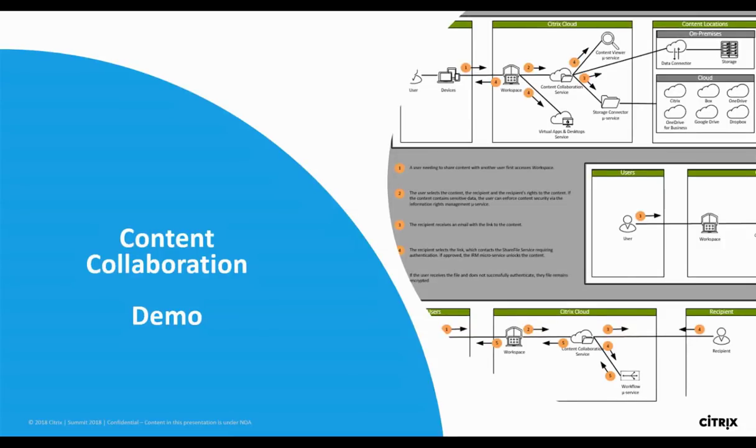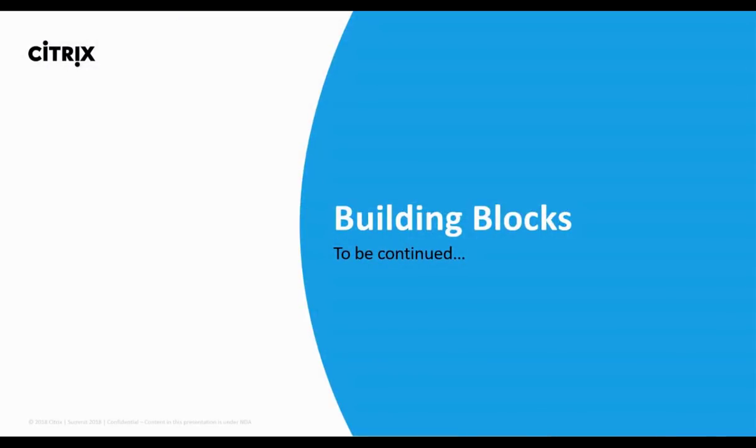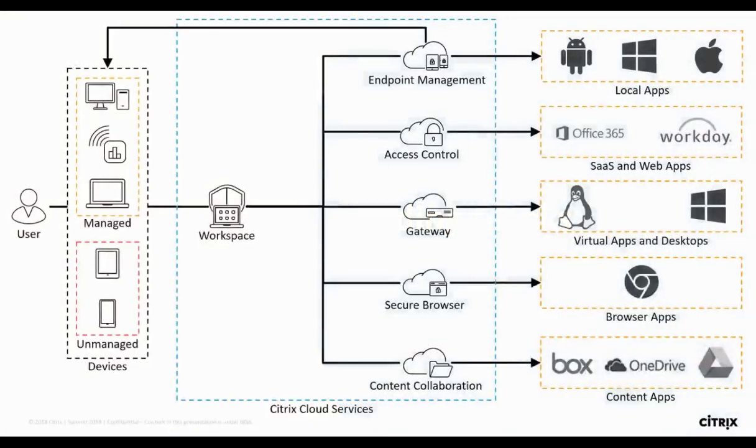All right, so let's go back, and where are we now with our whole environment? So we've now incorporated content collaboration into our workspace. So the question is, where do we go from here? And so we're going to look at this diagram again, and there's more things we can do.